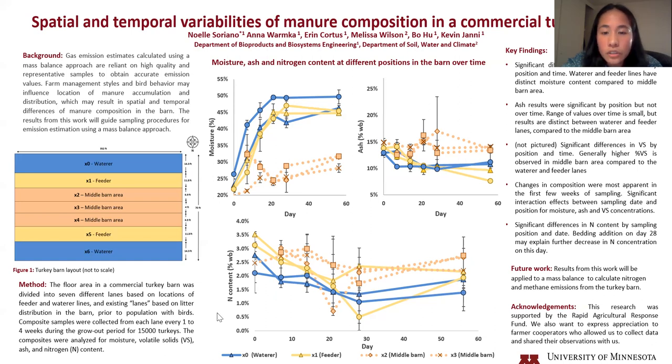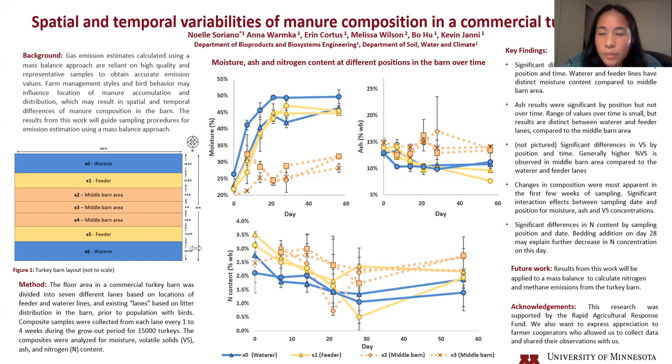Generally, higher nitrogen concentrations are observed in the middle of the barn area lanes, in these peach colored lines, as compared to the waterer and feeder lanes. These observations are also supported by results from a two-way ANOVA, which revealed significant differences by position and time, but the interaction effects were not significant.